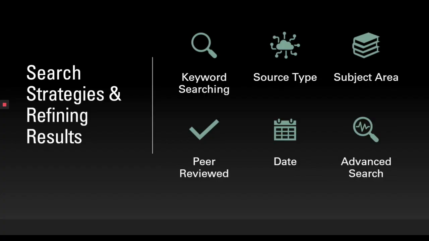Let's do a quick recap. When it comes to search strategies and finding and refining your results, you want to make sure that with your keywords, you're combining more than one and using an advanced search. Another way that you can help refine your results is by the source type, the subject area, making sure that the articles you review are peer-reviewed, and also by limiting the date to the last 5 years. These are just a handful of search strategies that you can utilize to help narrow down and zoom in on the type of results that are most relevant to your topic.